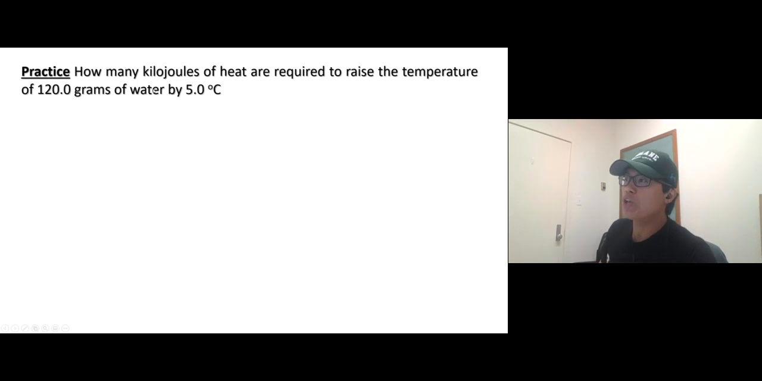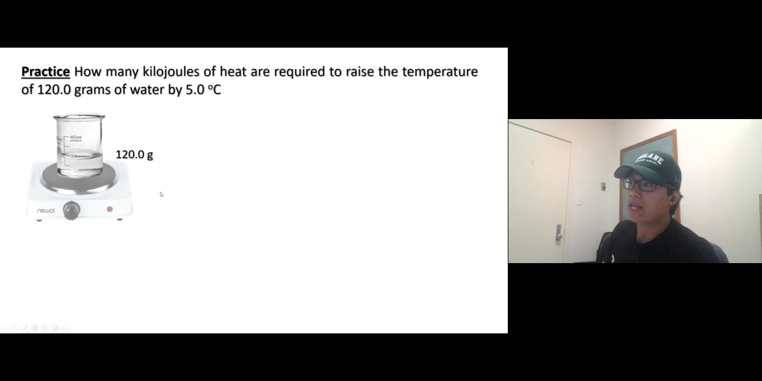How many kilojoules of heat are required to raise the temperature of 120 grams of water by 5 degrees Celsius? So let's say I have 120 grams of water, and then I heat it. I don't know how many kilojoules, but the change of temperature is 5 degrees. Before and after is a 5 degree difference. So what is the heat that we add into this water? 120 grams of water. So Q = ms ΔT.